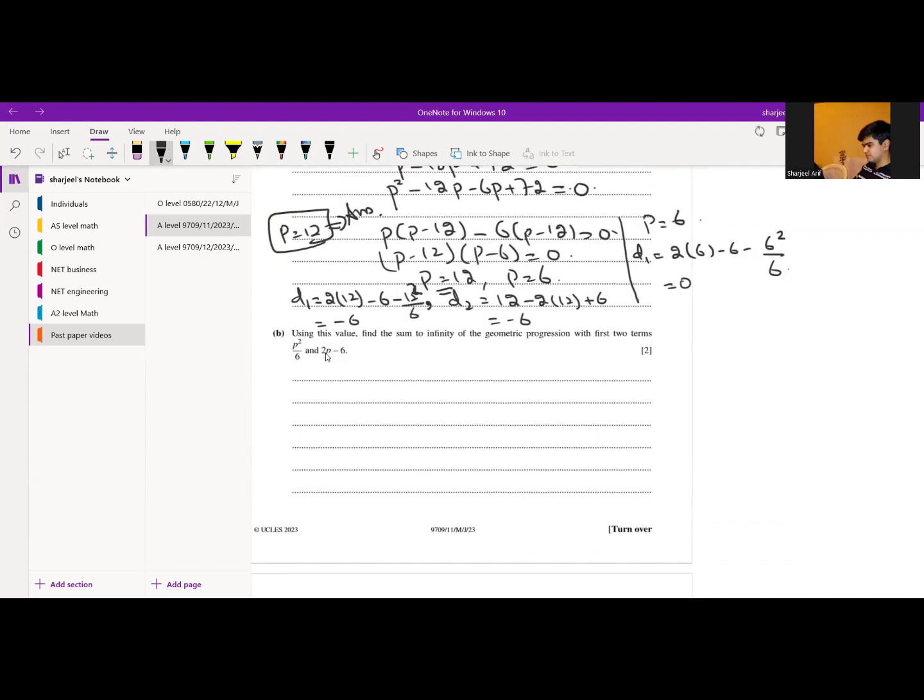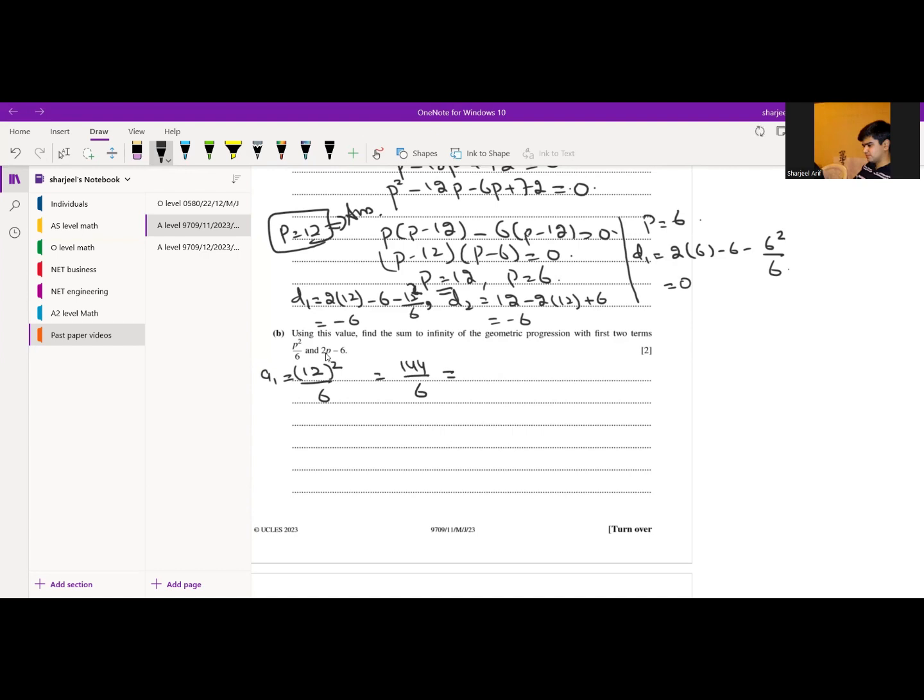Right. Now for part B, using this value, we have the value of d. We have to find the sum to infinity of the progression with the two terms. So just substitute the value of p in part B. You will get the first term equals 12 square over 6. That would be 144 over 6.